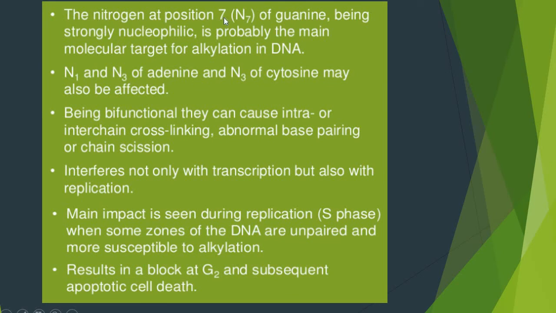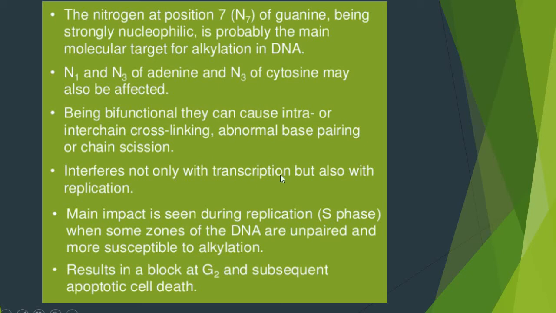The nitrogen at position 7, that is N7 of the guanine, being strongly nucleophilic, is probably the main molecular target for alkylation in DNA. The N1 and N3 of adenine and N3 of cytosine may also be affected. Being bifunctional, they can cause intra or inter-chain cross-linking and abnormal base pairing or chain scission.